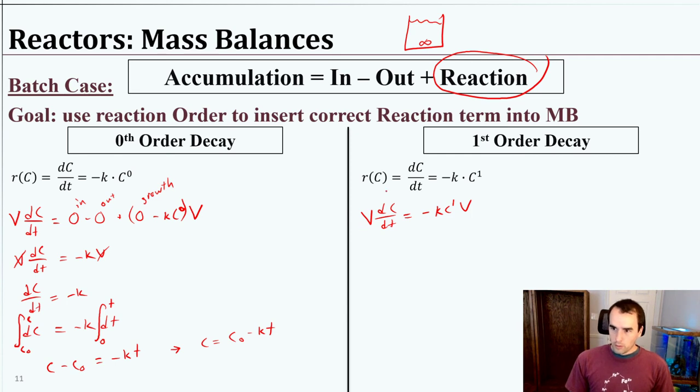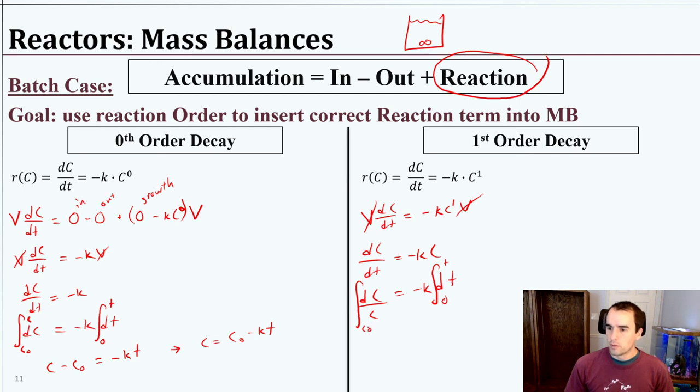Okay, so volume here. For this first order decay equation, the volumes are going to cancel, and now we're left with dc/dt is equal to negative k times c. Here we're going to do the same operation. This time I'm going to pair the c with the dc over here, so we need to divide both sides by c. So we're going to do the integration again, from 0 to t on this side, and this time we have the integral of dc over c.